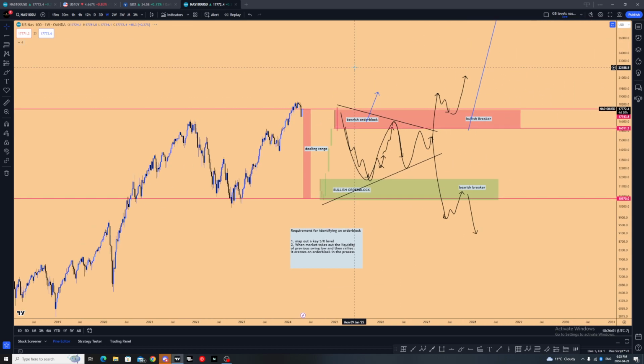So is this clear so far on the basic concepts of a bullish order block and a bearish order block and what a breaker might be?